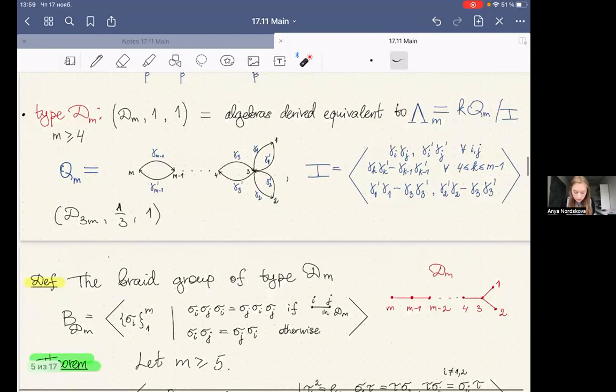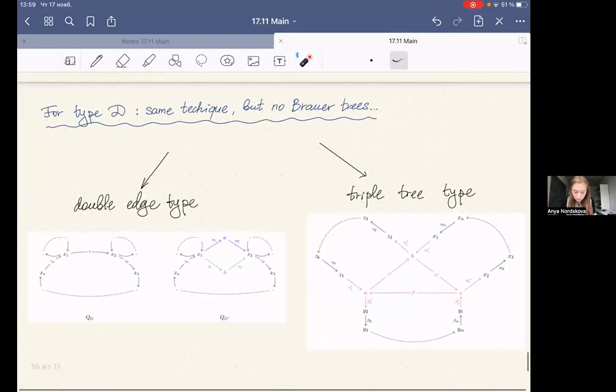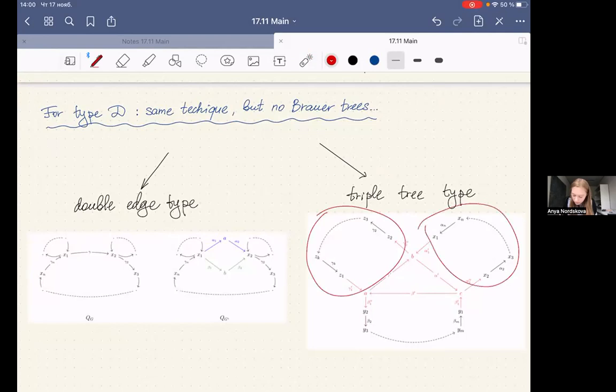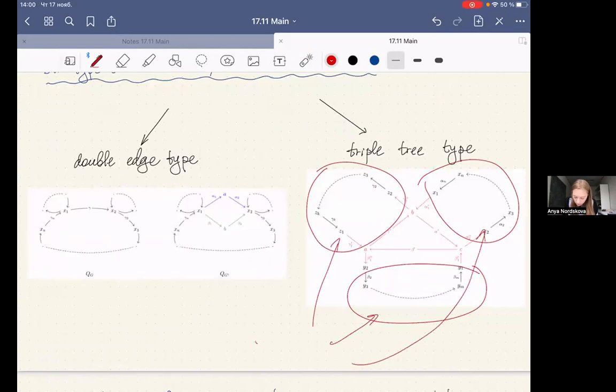Let me just skip this and go to what I do, which is I describe these algebras of type D. They are of two types. Basically, you can either glue three Brauer tree algebras by a three cycle. I will not go into detail, obviously, but I have three Brauer tree algebras glued by a three cycle.